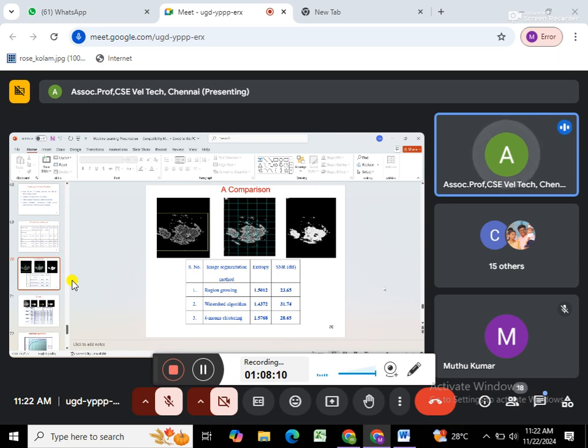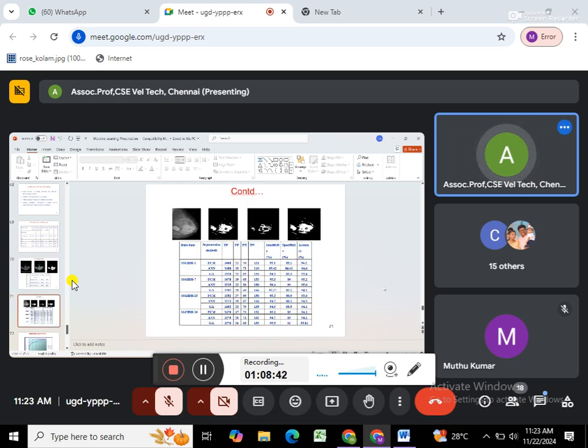Region growing, watershed, and K-means, three types of segmentation methods they have taken for the same input image. One is called the region growing method; they are getting an entropy value of 1.5. With the watershed algorithm, the entropy value is 1.43. With K-means clustering, the entropy value is 1.57. And for signal to noise ratio, the values are 23.65, 31.74, 28.65. Whatever the segmentation methods, you can take them for your work.